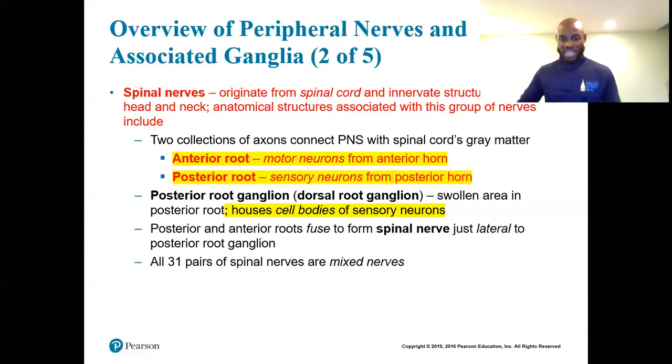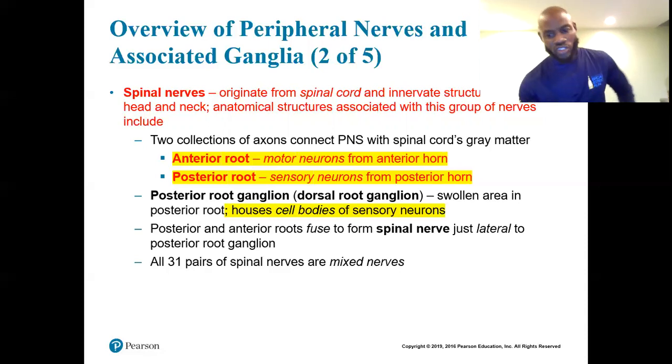So two collections of axons can connect the PNS with the spinal cord's gray matter. Remember, the spinal cord is white matter on the outside, gray matter on the inside. It looks like a little butterfly if you take a transverse cut of it. I know it's been a little while since we've been in class, but hopefully these things ring a bell. If not, just go back and review chapter 11.